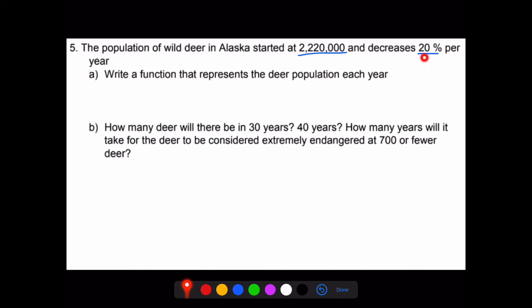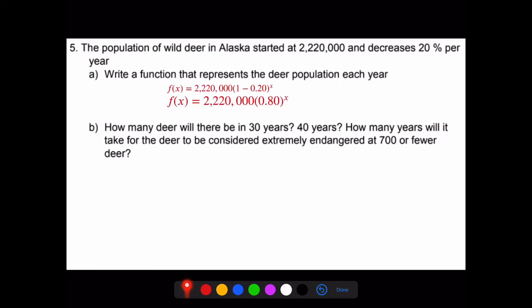Now this 20% here, this looks very similar to the last problem that we did, number 4, where it gives us a percentage. Now think about what variable that would be. Would that be a B value? Would that be an R value? In this case, this would be an R value because it has a percent. And meanwhile, that 2,220,000, that's our A value. That's our initial population of deer. So let's go ahead and try this out.